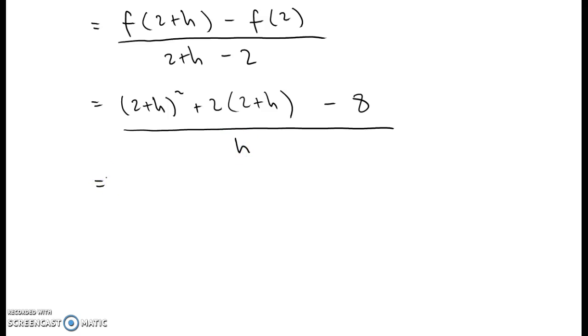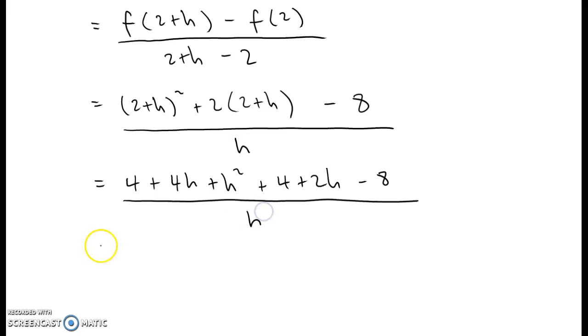So if we expand this out, we'll get 4 plus 4h plus h squared. Expand this next component out, we'll get plus 4 plus 2h minus 8 over h. If we tidy all this up, we will end up with 4 plus 4 will give us 8 minus 8, so those will just cancel out. 4h plus 2h will give us 6h, and we've got that h squared, so it will be 6h plus h squared all over h.